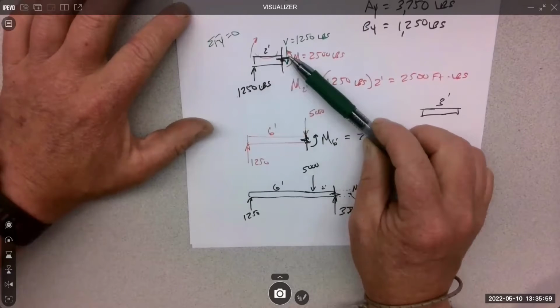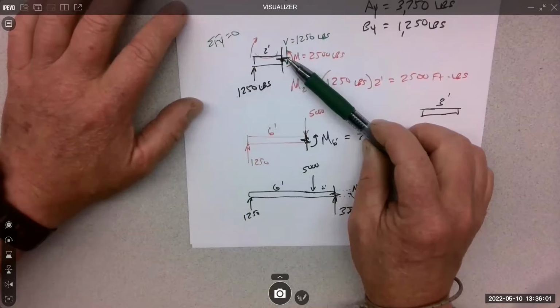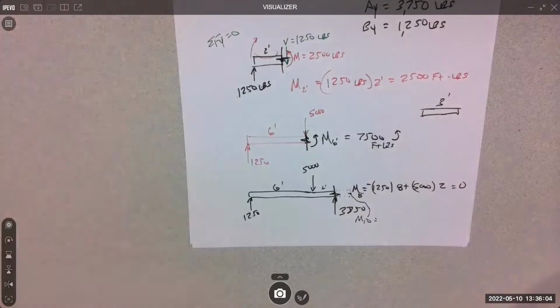Now, there's a new sign convention for it. We have forces going up, they're positive. Forces going down, they're negative. We learned that in the beginning of statics. Forces to the right are positive, forces to the left are negative. Moments that rotate this way are negative. Moments that rotate the other way are positive. So those are the sign conventions we've done so far.